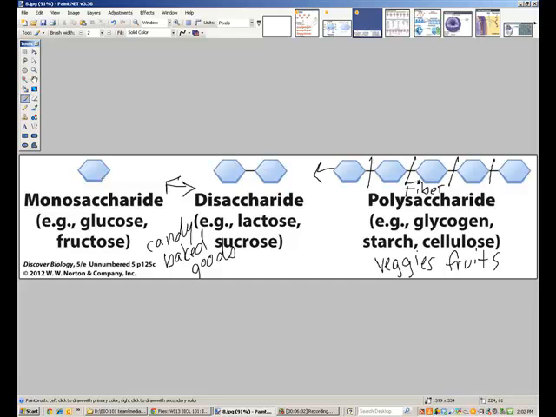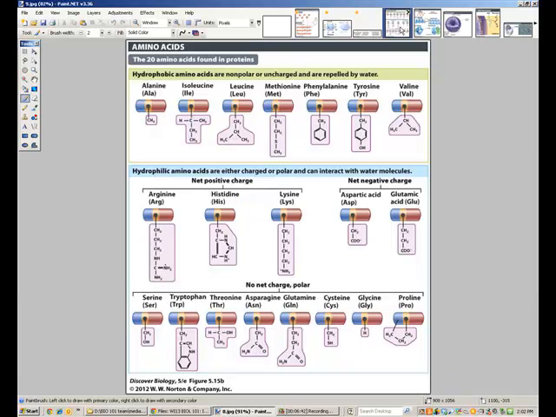Because these guys, it doesn't take much. They can just come right across the gut and in some cases be absorbed right in the mouth, and these produce spikes in blood sugar. Okay, just a little preview.